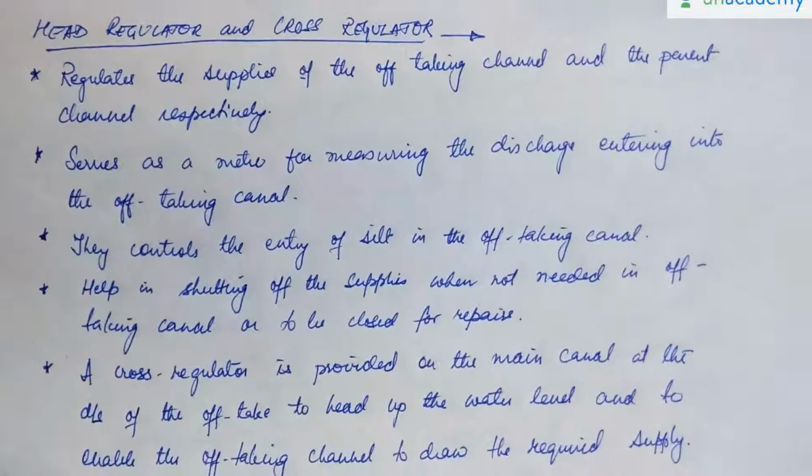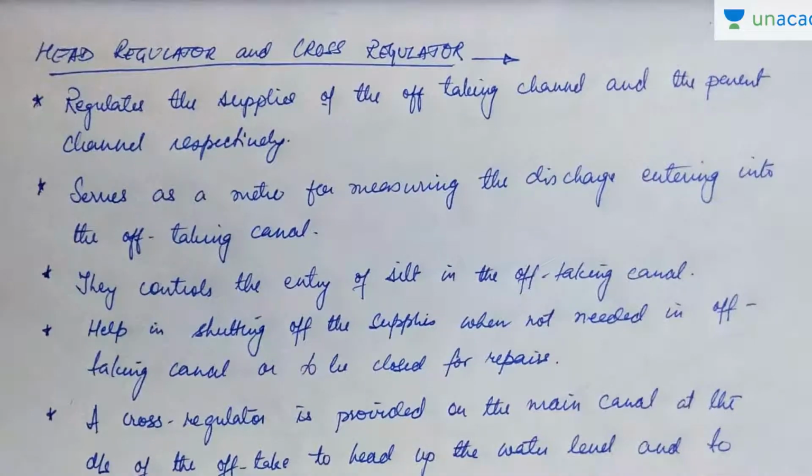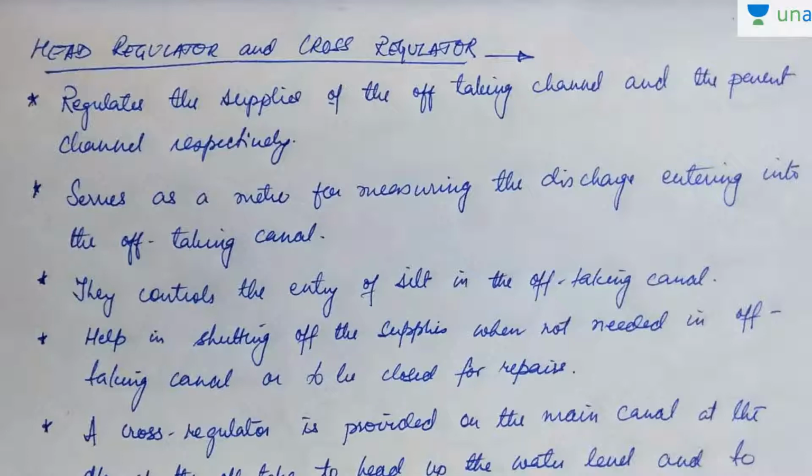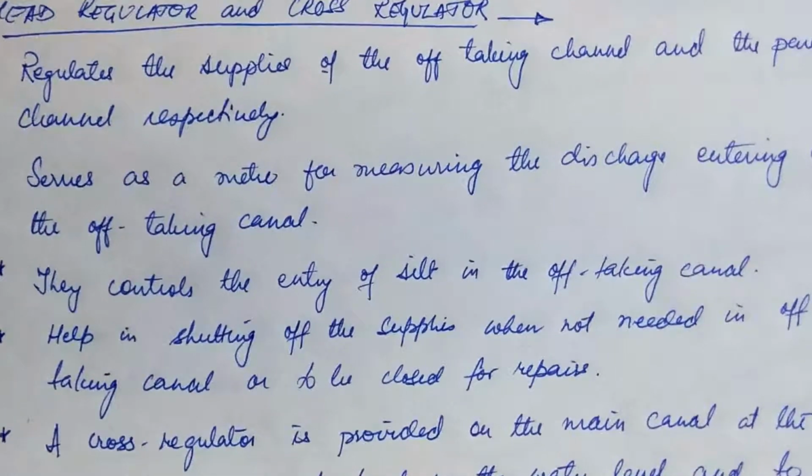Now come to these head regulators and the cross regulators. We have seen that we have applied a head regulator to the distributing channel and a cross regulator to the parent channel. Why is it needed? These regulators regulate the supplies of the off-taking channel and the parent channel respectively, and serve as a meter for measuring the discharge entering the off-taking canal.